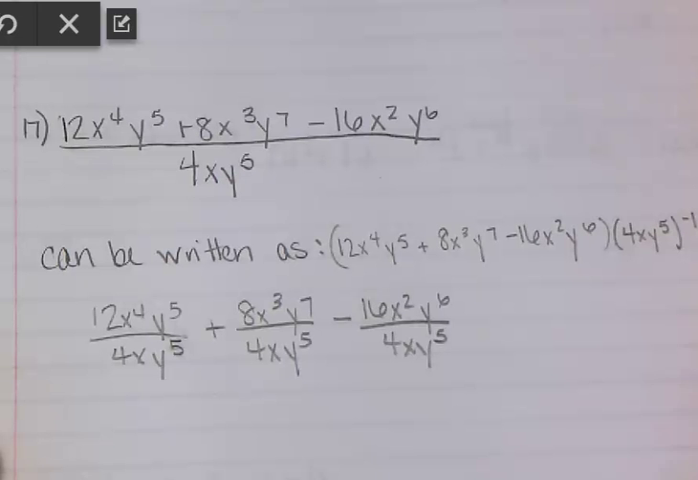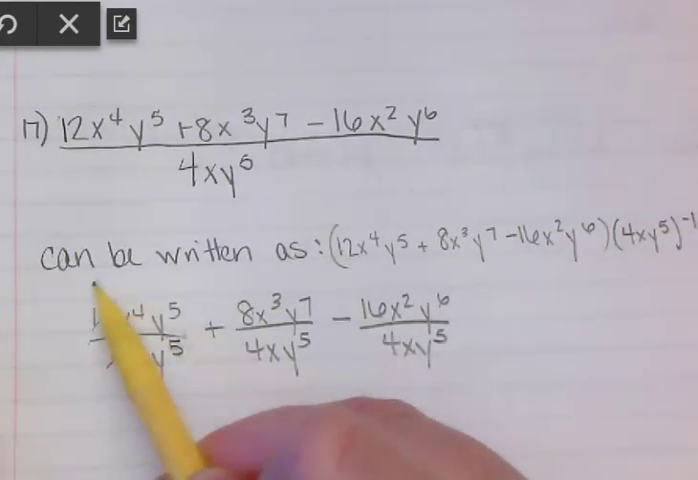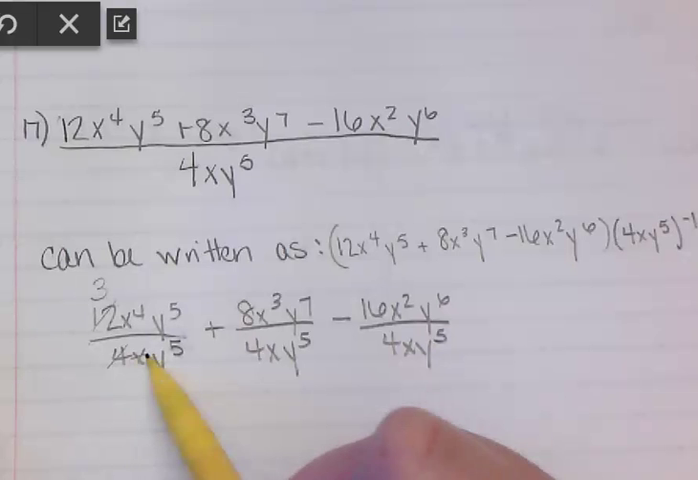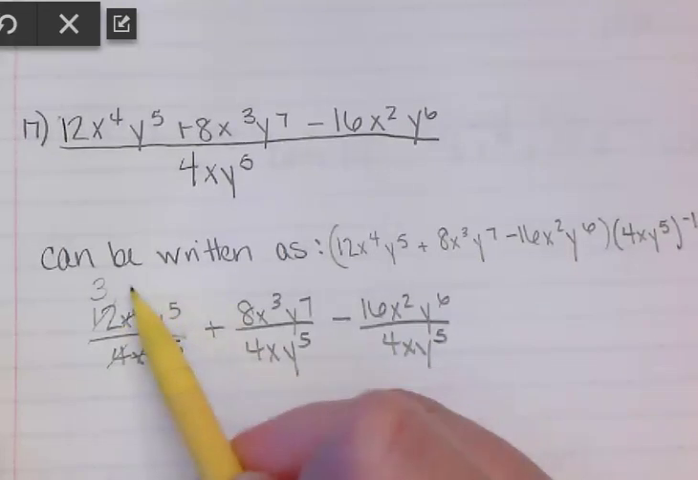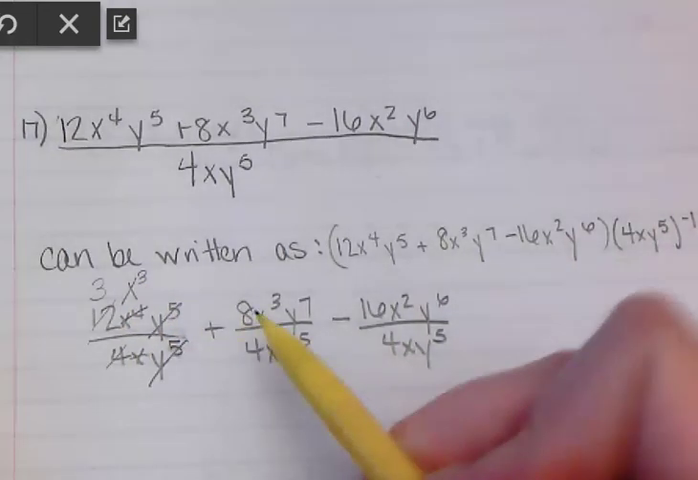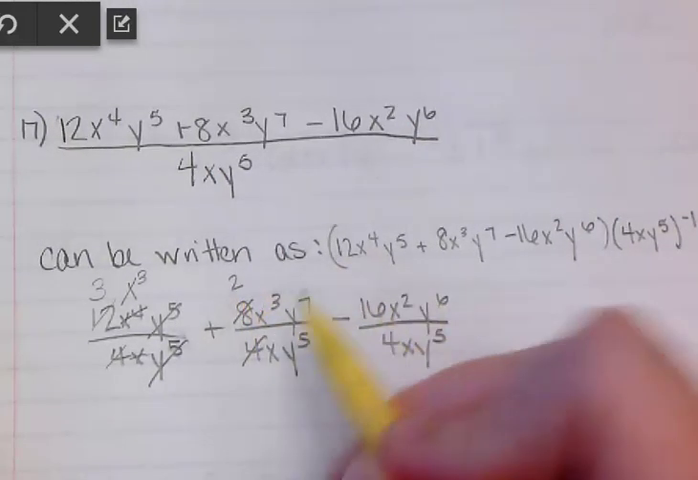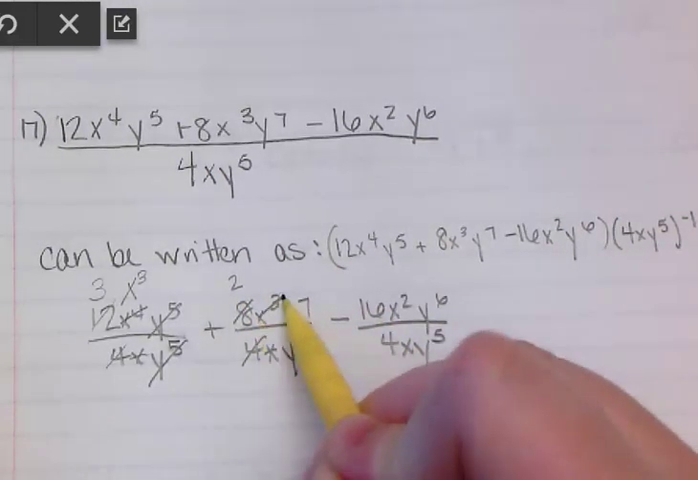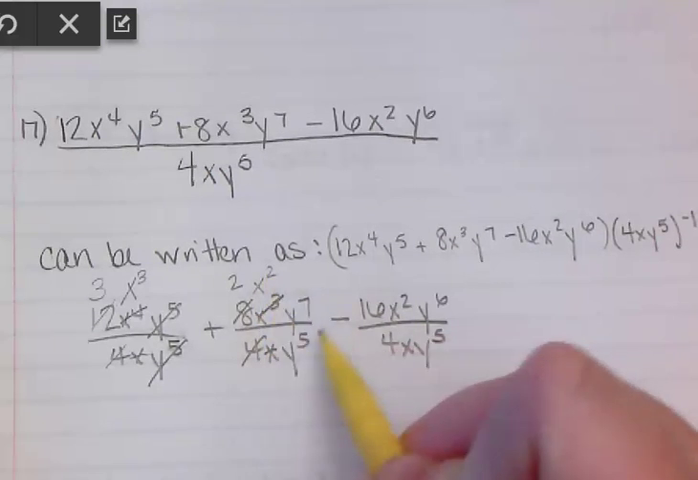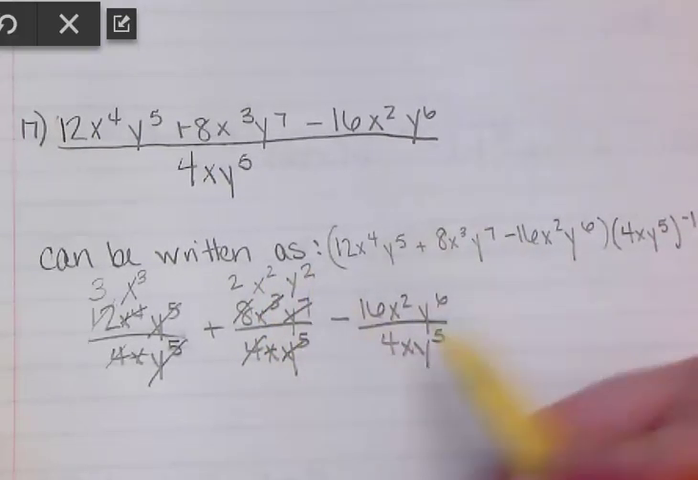Alright, so canceling things out, something that's common between the 12 and the 4 is 4, so I have a 3 left on top. This x cancels with these 4 x's, leaves me x cubed, and the y's to the 5th cancel out. 8 and 4 share a 4, so I'm left with 2. x and x cubed, left with x squared. Y to the 5th, y to the 7th, y squared.